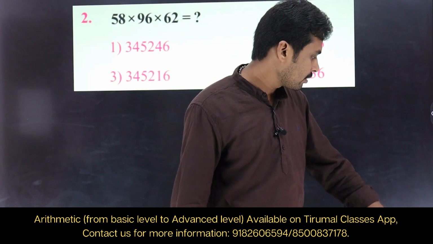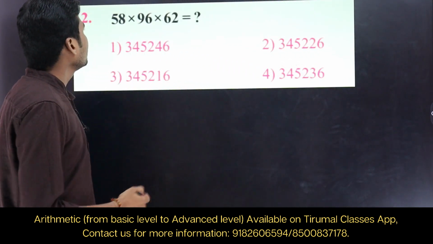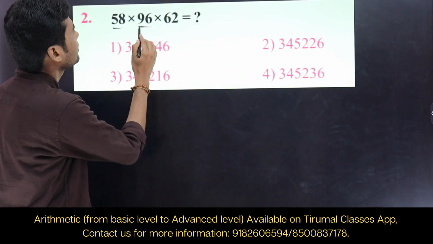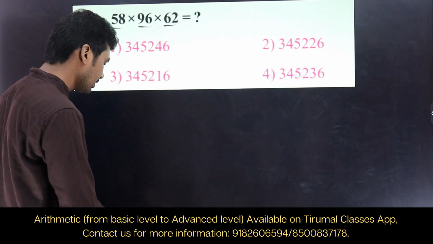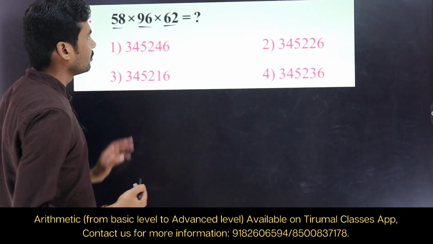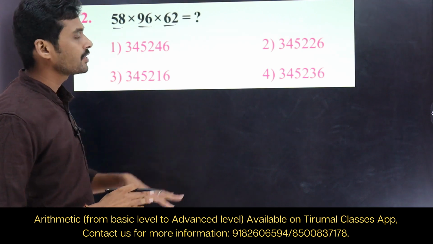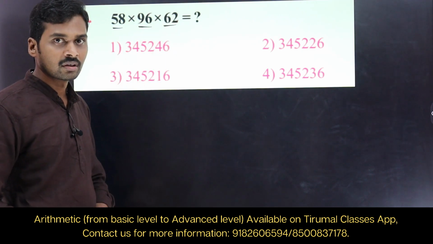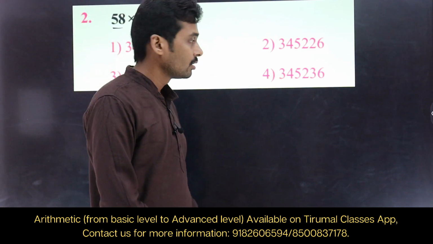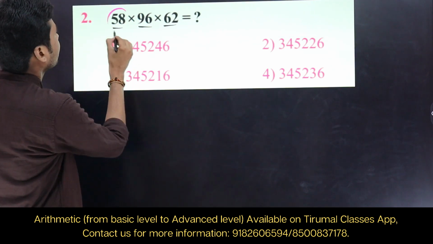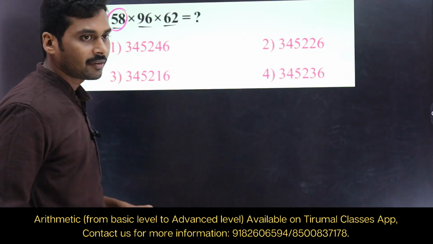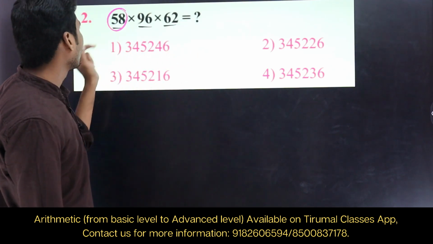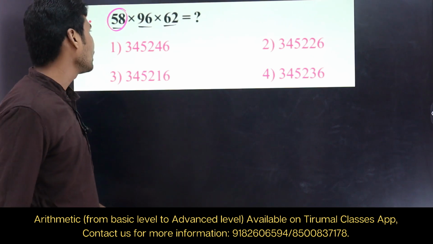Right, let's go to the next problem. Now you see 58 into 96 into 62. What is the final product? You will be given options. In the conventional method, you have to multiply all the numbers, but that is not required now. First take the number 58. 5 plus 8 is 13. 13 means what?